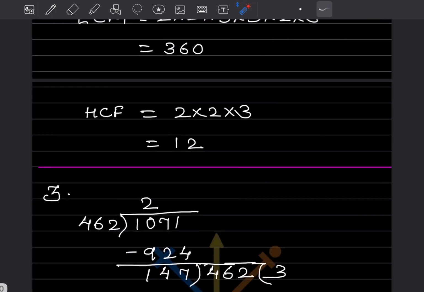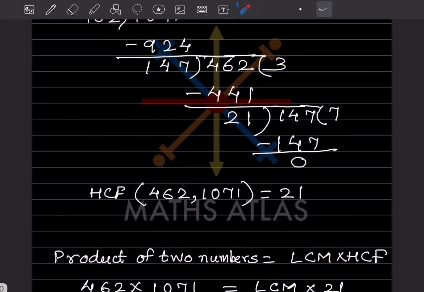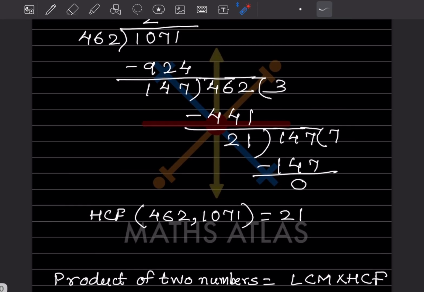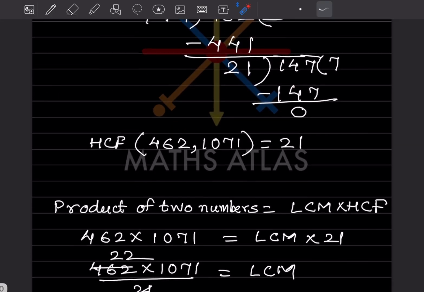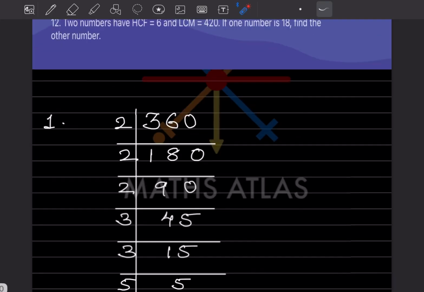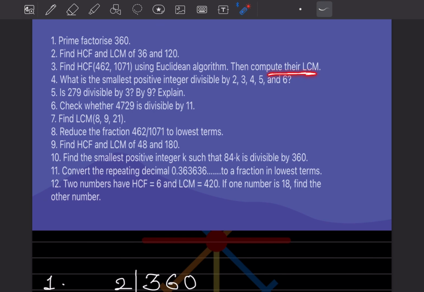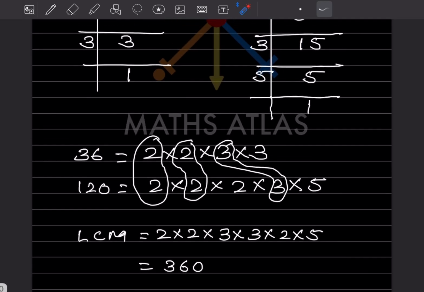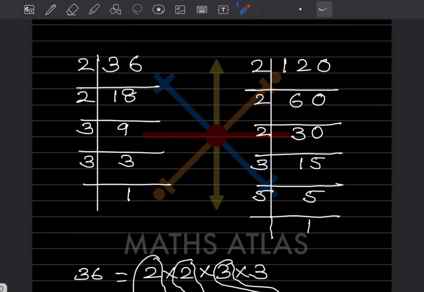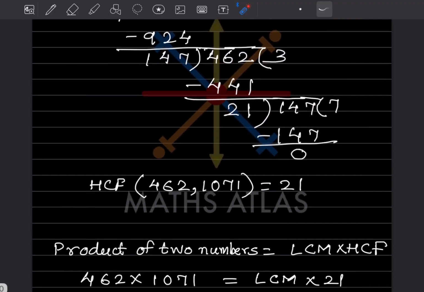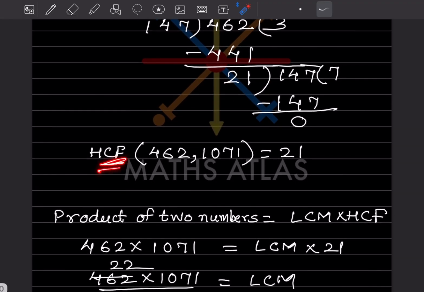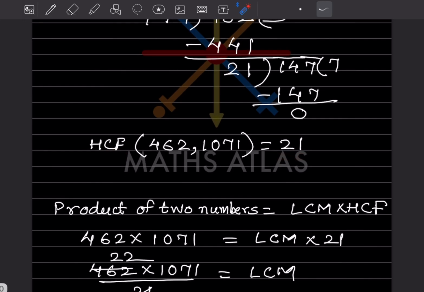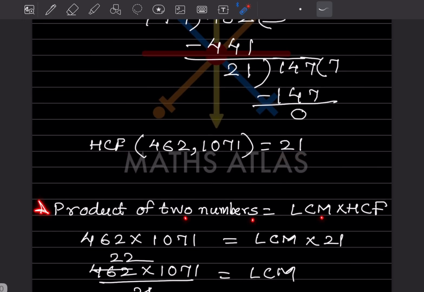Sorry, one more thing is left. We have to find out the LCM as well. We found the HCF using the Euclidean algorithm, and now we have to find the LCM. The HCF we got is 21. To find the LCM, we'll use this formula: product of two numbers equals LCM into HCF.